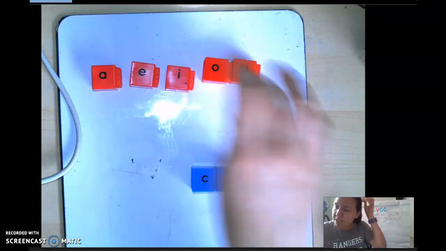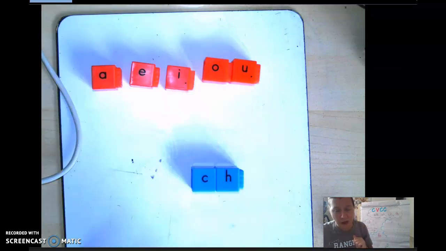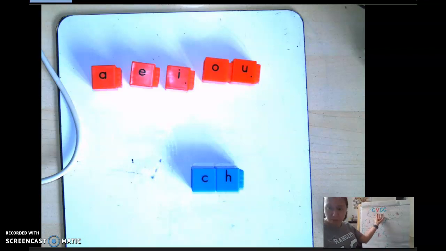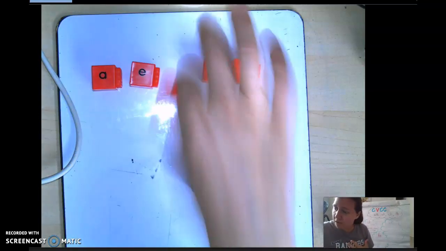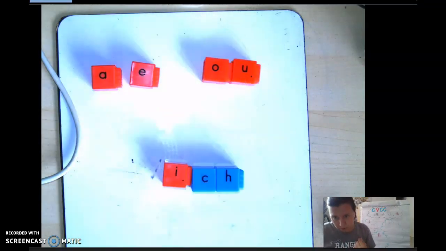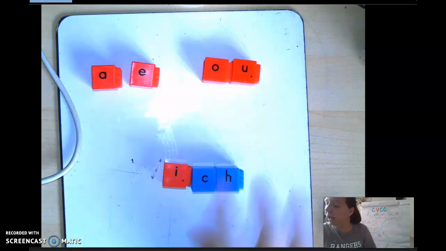So what I'm going to do is play around with some vowels. I'm going to be changing vowels and consonants. And to be perfectly honest, there are just not a lot of words that are 4 letters that follow this pattern. But I'm going to show you just a few that I did find and that are super easy. And I know you guys are going to be able to decode them, okay?